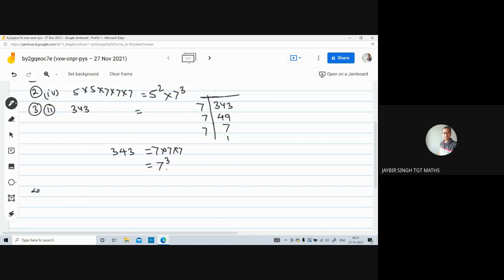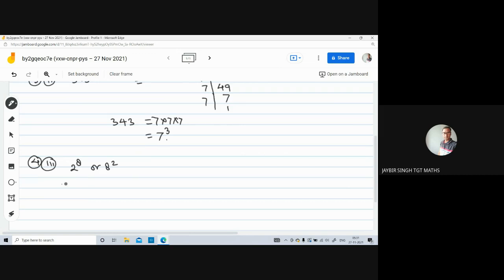Now question number 4, we have to find which is greater or smaller. I'm taking the third part of this. This is 2 to the power 8 or 8 to the power 2, which is greater? You have to find out the greater number. So let's find out the values. 2 to the power 8 means 2 into 2 into 2 into 2 into 2 into 2 into 2 into 2. 1, 2, 3, 4, 5, 6, 7, 8. So it will be 256. And 8 square is 8 into 8, so it is 64. It means 2 to the power 8 is greater than 8 to the power 2. Likewise, you can try other parts.